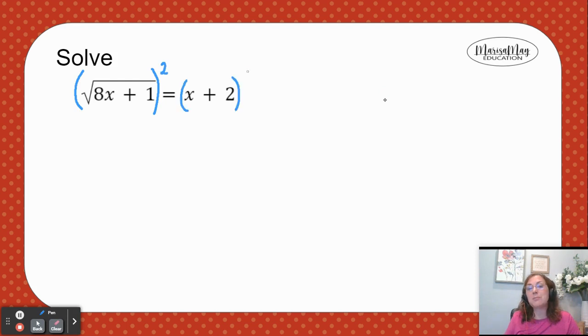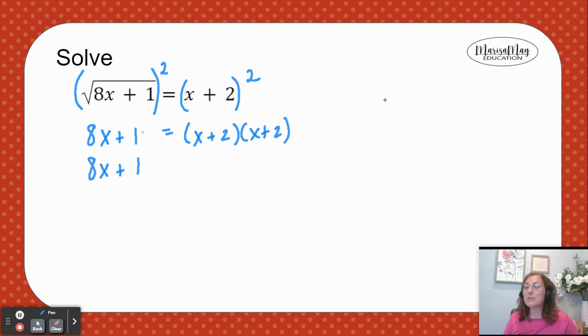You'll notice that I'm using parentheses because I want to make sure that I multiply correctly. So when on the left we square the square root, we are left with just what's inside. However, on the right side, we're going to need to multiply that x plus 2 times itself using the FOIL method. First times first, outside, inside, and then last. That's going to give us x to the second plus 2x plus 2x plus 4.